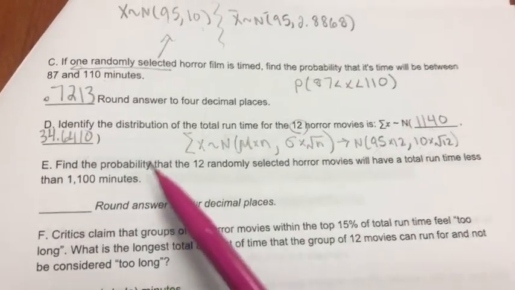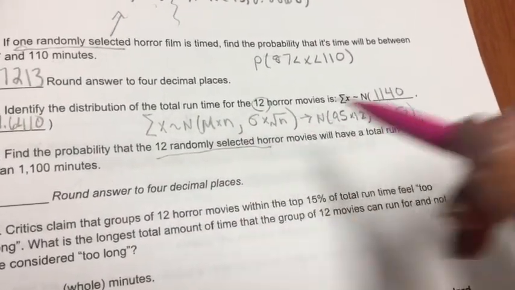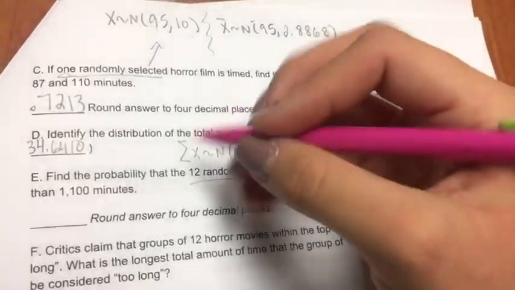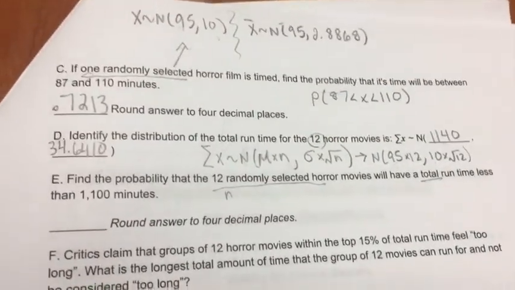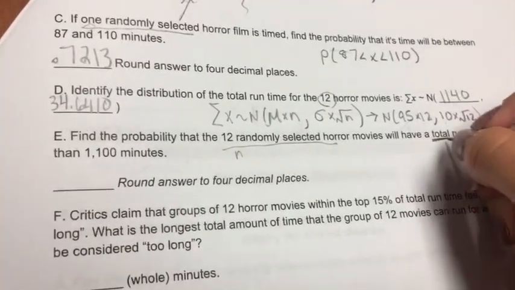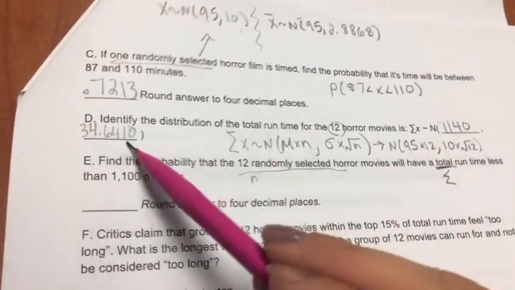And now part E is telling you to find the probability that 12 randomly selected movies will have a total runtime. So since it's telling you that you're working with 12 movies, that's still taking your sample size into consideration. And then it's working with total. So total is the same thing as sum. So you're going to be using these numbers right here.